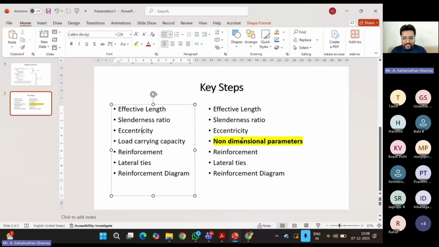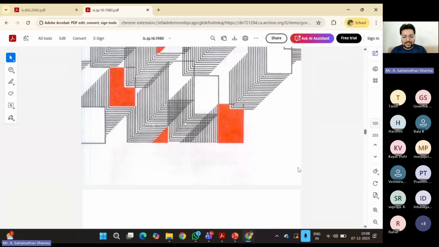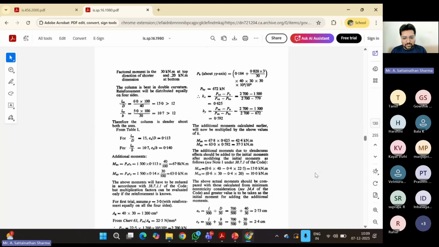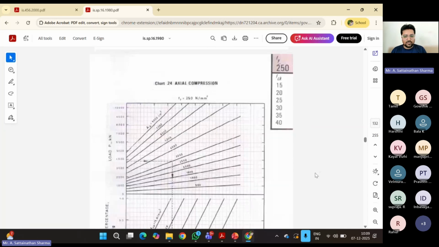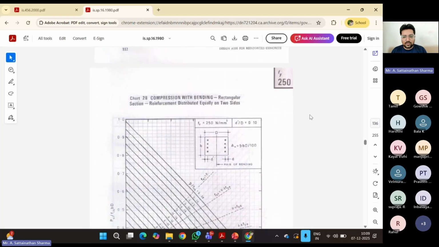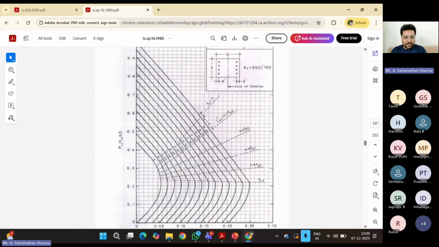Slenderness ratio you have to find out, eccentricity you have to find out, and the load carrying capacity formula that you are using here. Instead of this formula, I'll be using the chart given in table number 27. The chart says compression with bending. From here, you can take up the values and calculate these.